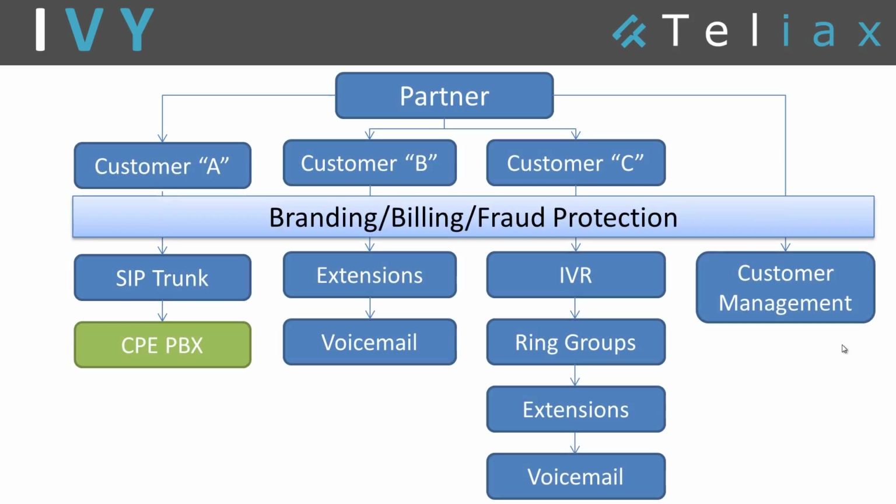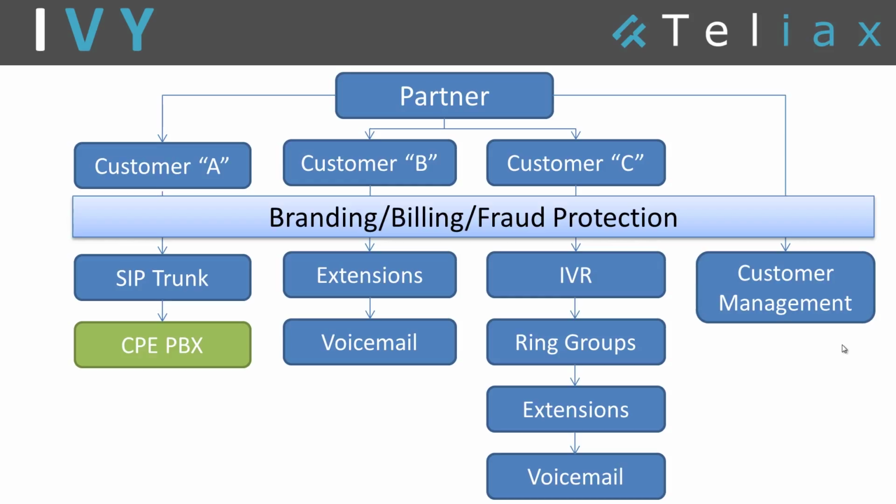Now, what does it kind of look like from a hierarchical point of view? Well, from a partner point of view, you have different customers that can have different types of features. Customer A may have a SIP trunk going to their CPE PBX. Customer B might just have a set of extensions with voicemail. And customer C may have IVR, ring groups, extensions, and voicemail. And of course, you can manage those customers.